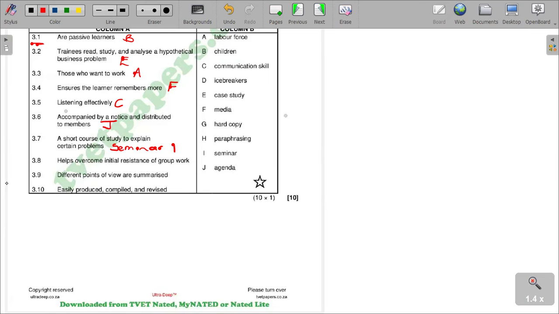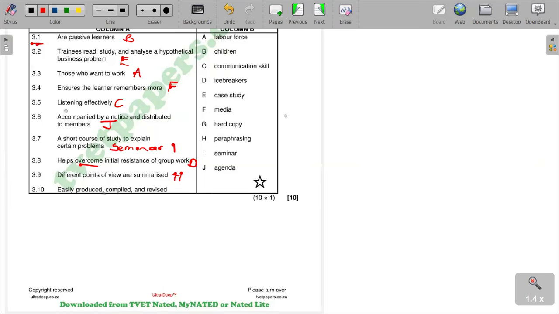So let's move on to 3.8. Helps overcome initial resistance of group work. What helps to overcome initial resistance of group work? We call it icebreakers, which is D. Right. And then 3.9, different points of view are summarized. That's what you call paraphrasing. Right. And then lastly, question 3.10.